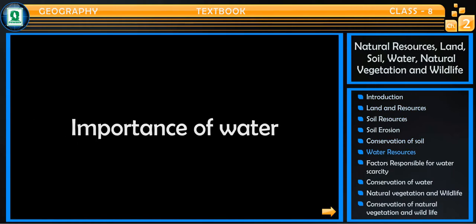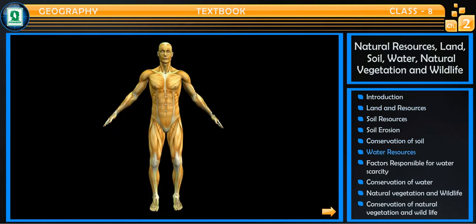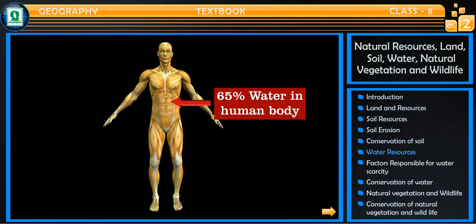Importance of water. Water is necessary for all forms of life on earth. The human body contains about 65% of water.